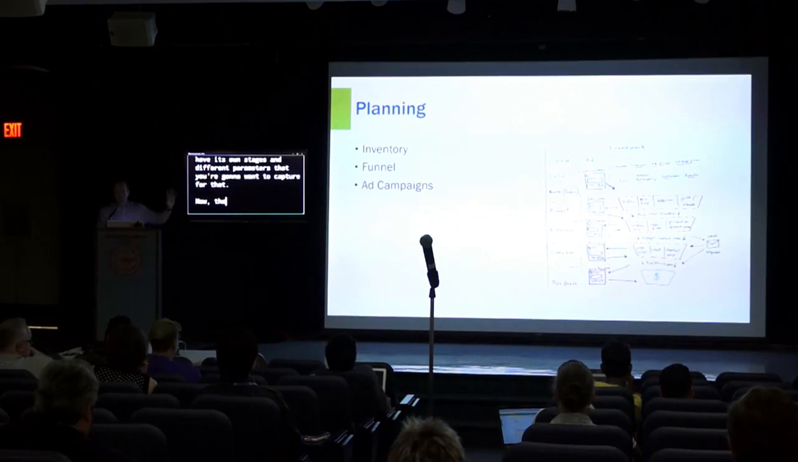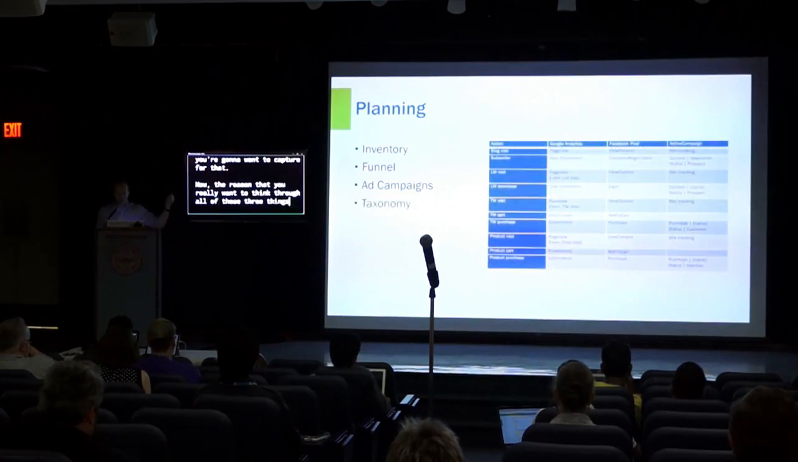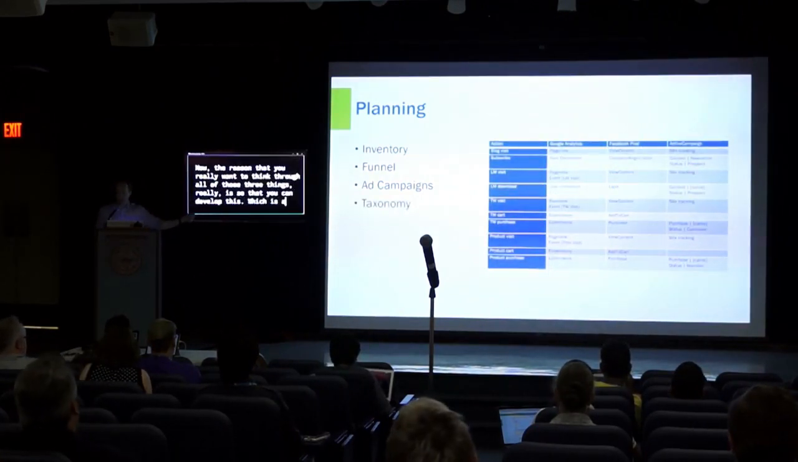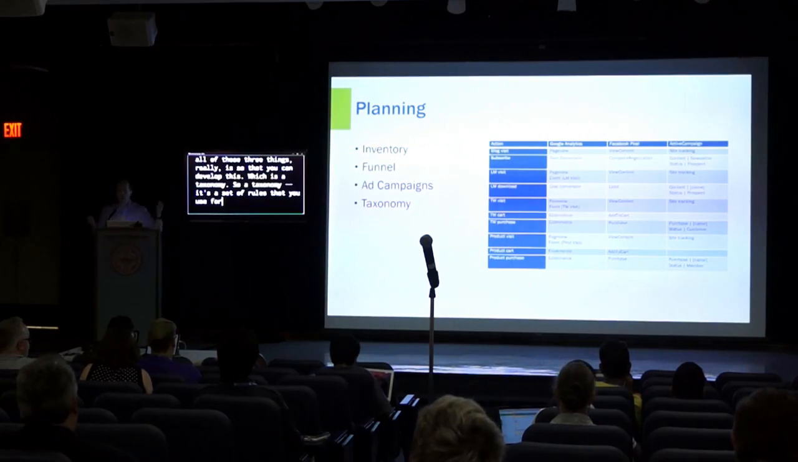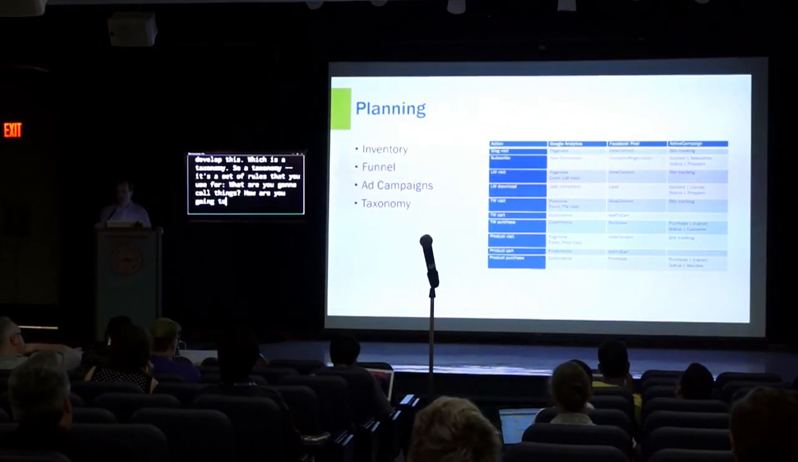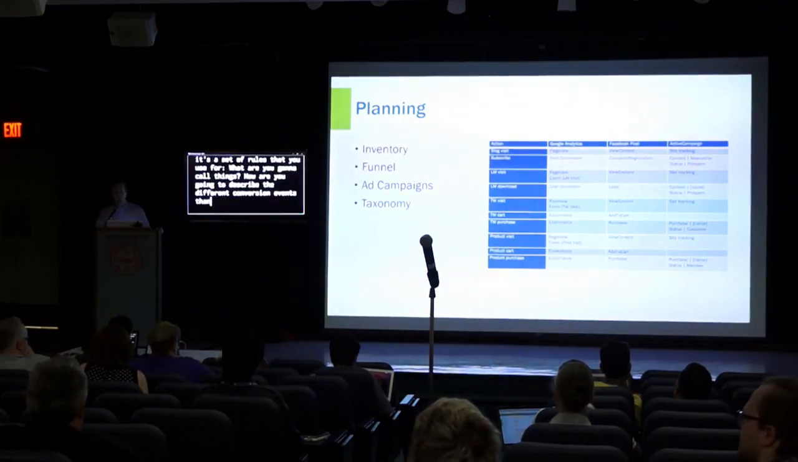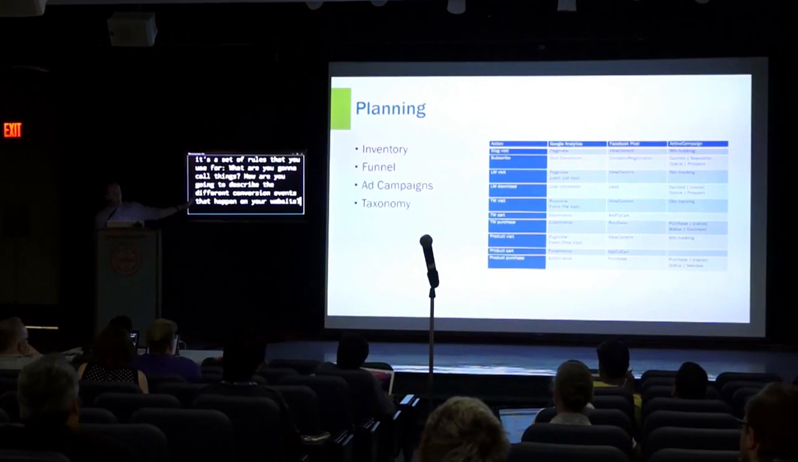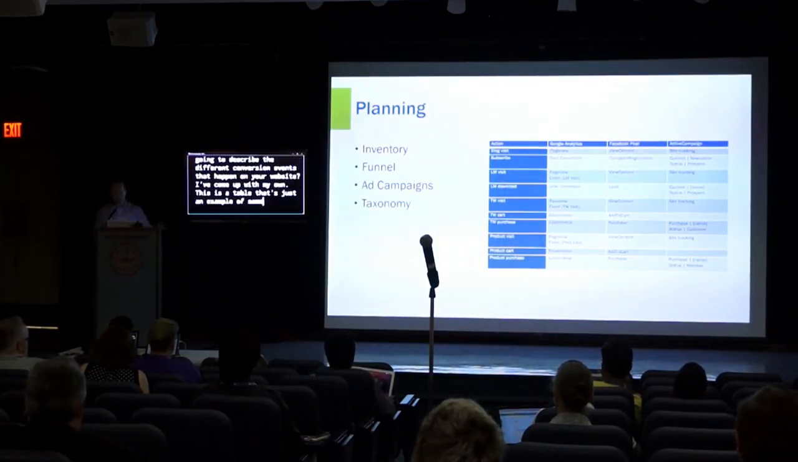The reason that you really want to think through all of those three things is so that you can develop a taxonomy. A taxonomy is a set of rules for what you are going to call things. How are you going to describe the different conversion events that happen on your website? I've come up with my own. This is a table that's just an example of some of the different stages in the funnel.